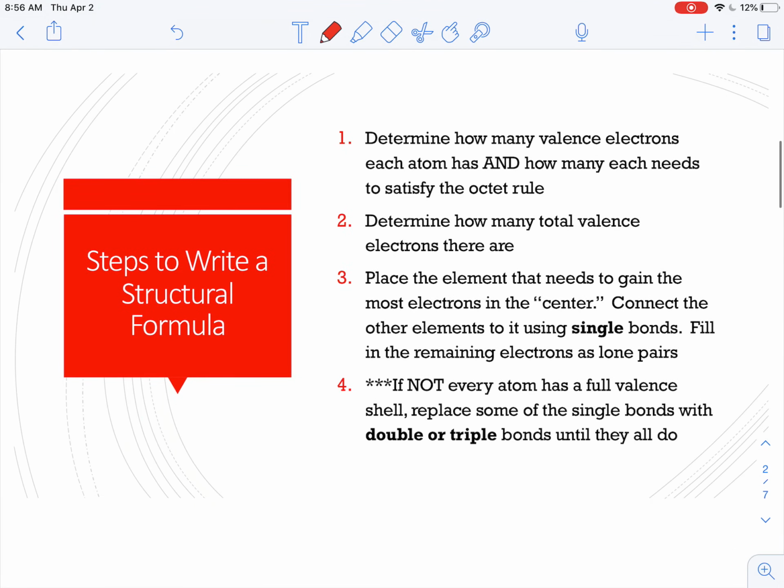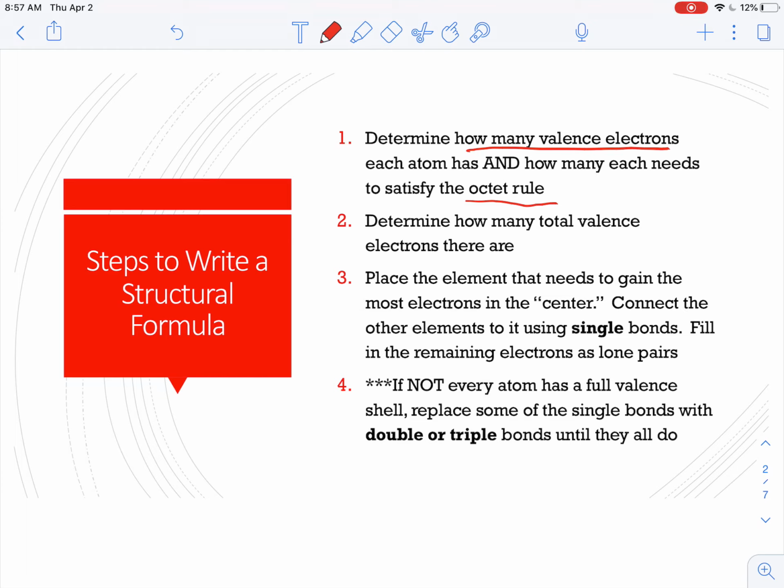So our rules for how we write a structural formula are still very much the same. We have to first figure out for each of our atoms how many valence electrons we begin with. Another piece of information that's going to be useful to us is we need to know how many electrons each atom needs to satisfy the octet rule. So let's say we have something in group 15, where we're going to have 5 valence electrons. We need to then move in 3 more to get our octet, to bring us up from 5 to 8.